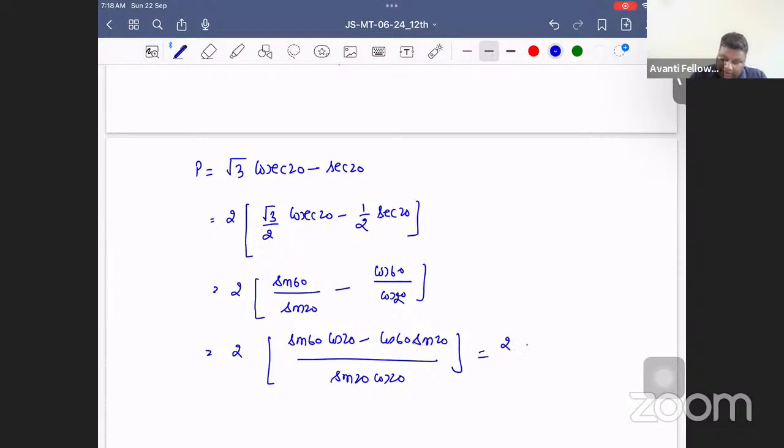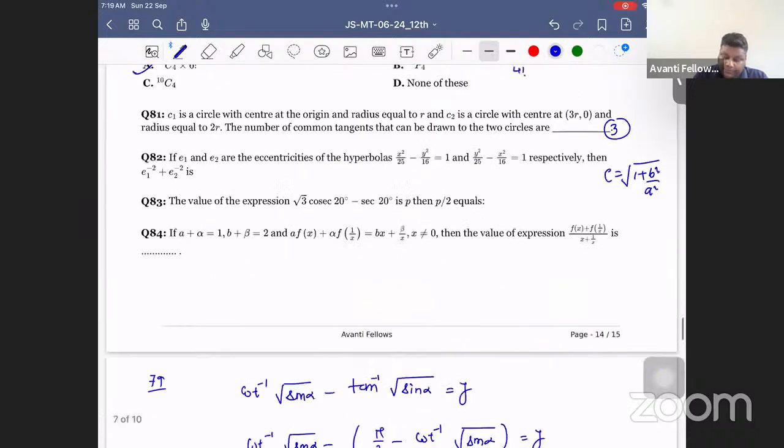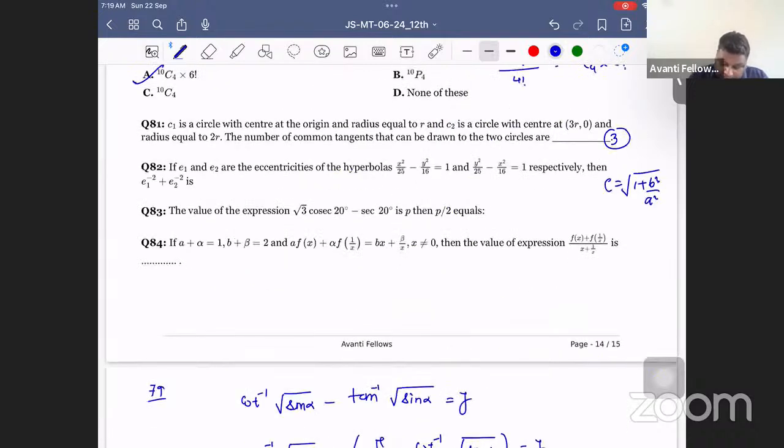So the numerator became, by the sine A minus B formula, sine 40. In the denominator, if I multiply and divide by 2, it will also become sine 40. They will cancel. So this answer is 4. So your P is 4. So P by 2 will be 2.